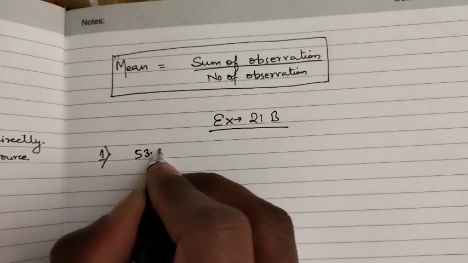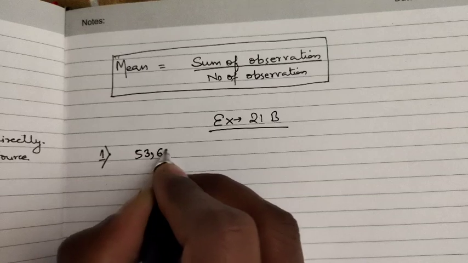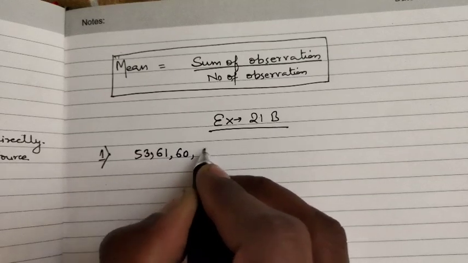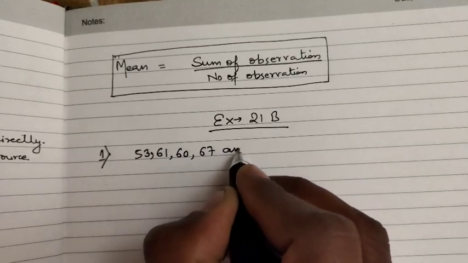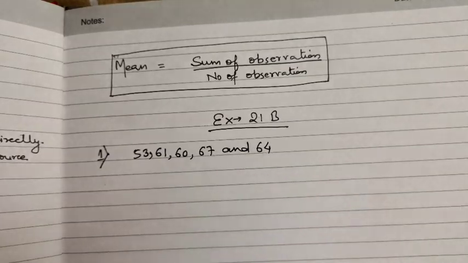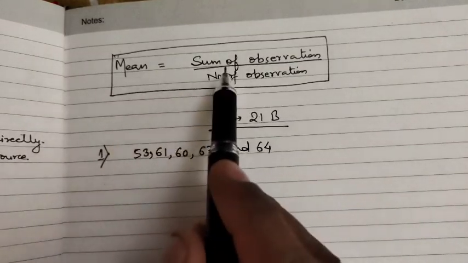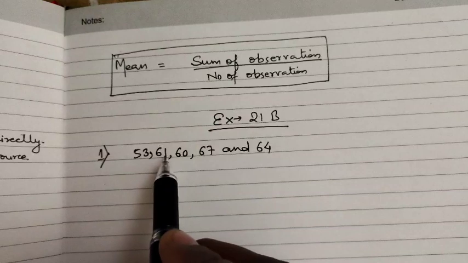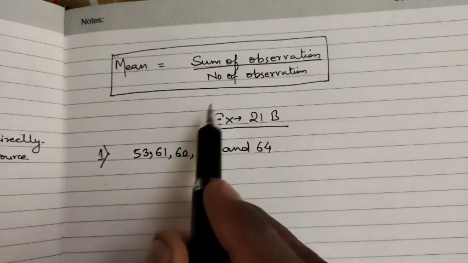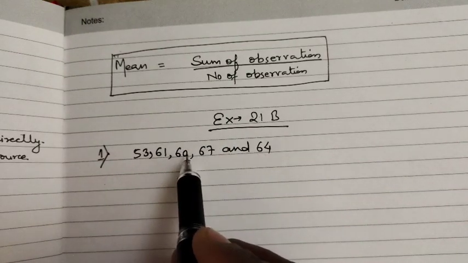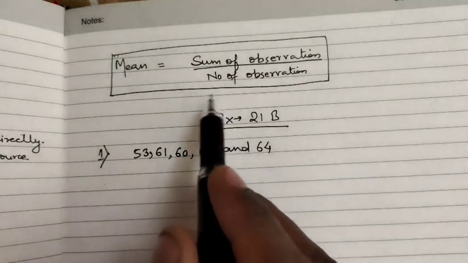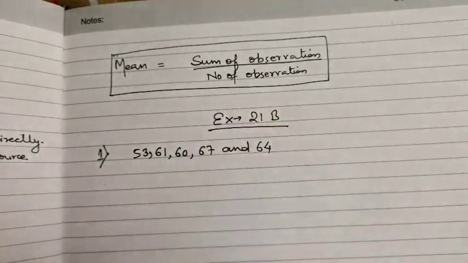It is given 53, 61, 60, 67 and 64. Here for calculating mean, we need the sum of observations. These are the observations. How many observations are there? 1, 2, 3, 4, 5. This 5 will be represented as the number of observations.